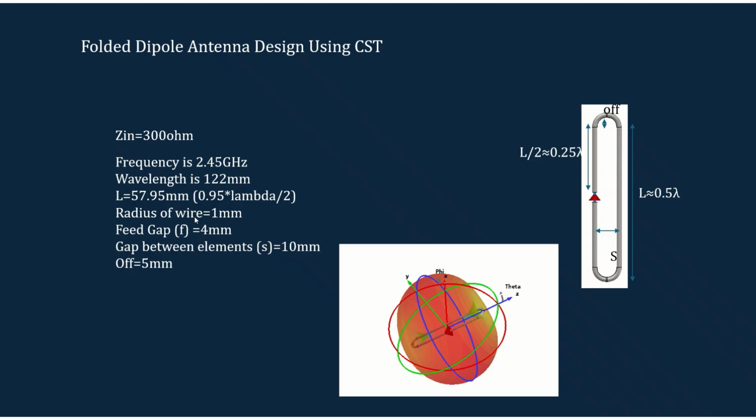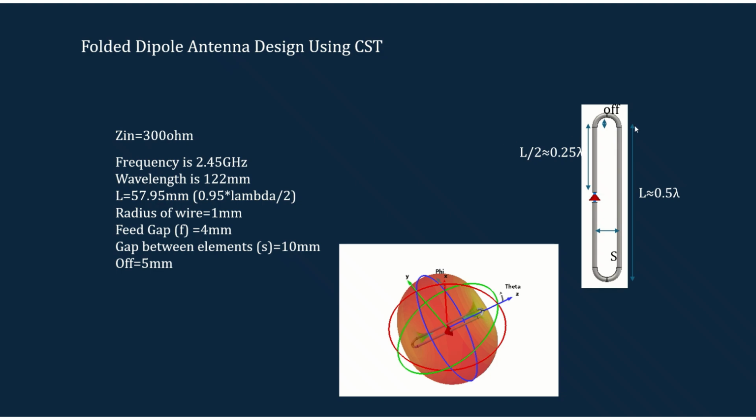Here I am going to consider the radius of the wire as 1 mm, the feed gap, this gap between the elements, as 4 mm, the gap between these dipoles as 10 mm, and this distance from the end to the curve as 5 mm.